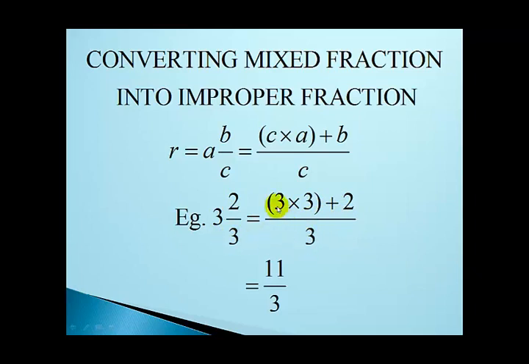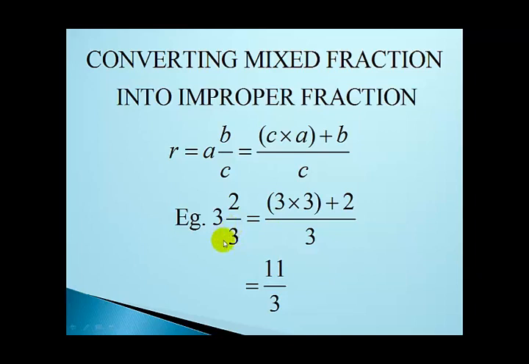Now 3 times 3 is equal to 9, and 9 plus 2 is 11. So we have 11 divided by 3. It means that the mixed fraction 3 whole number 2/3 is equal to 11 divided by 3. Where 11/3 is an improper fraction because the numerator 11 is greater than the denominator 3. So that is how we convert mixed fraction to improper.